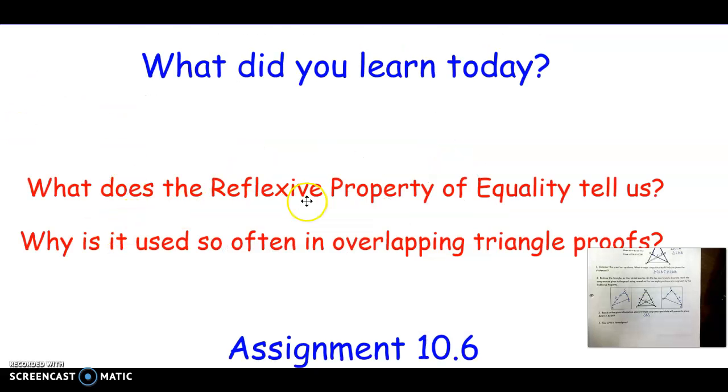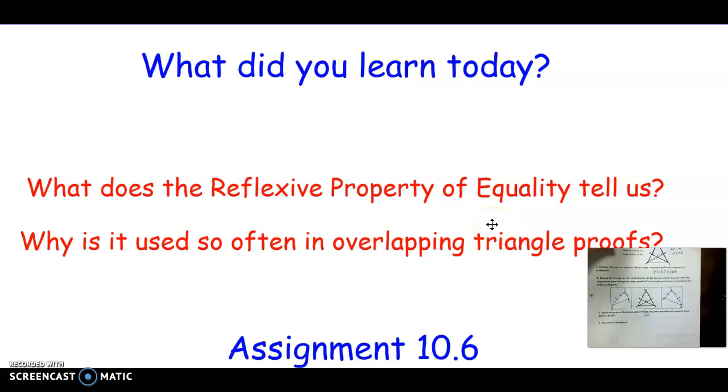All right, so what does the reflexive property of equality tell us? Remember, it simply tells us that something is congruent to itself. So we just used it, angle C being congruent to itself. A lot of times it's a side that's congruent to itself. It's a shared side among 2 triangles. So it can be used to say 2 angles are congruent to each other because they're the same, or 2 segments are congruent to each other because they're exactly the same. So it's used a lot in overlapping triangles because of that shared part. They either share an angle or they share a side.